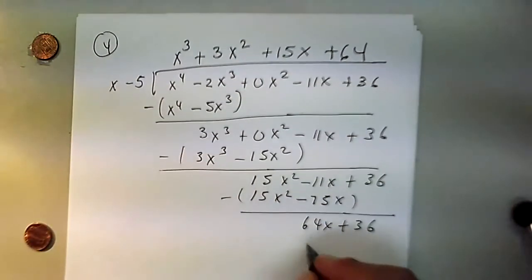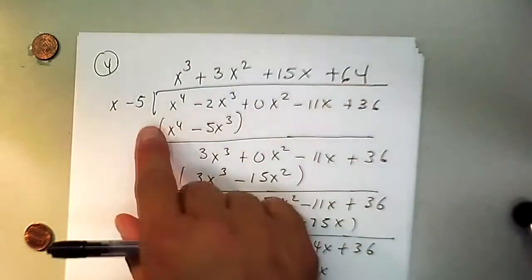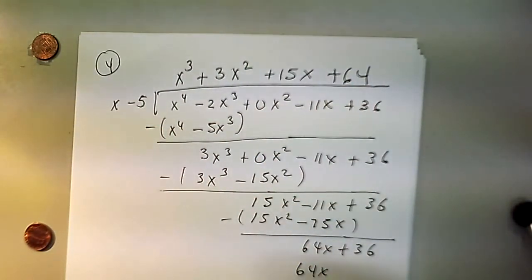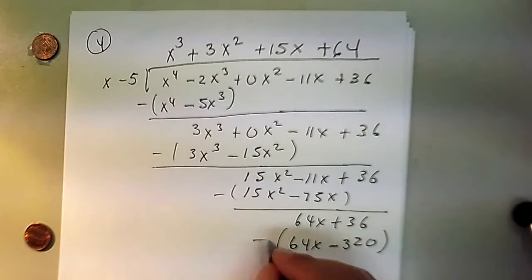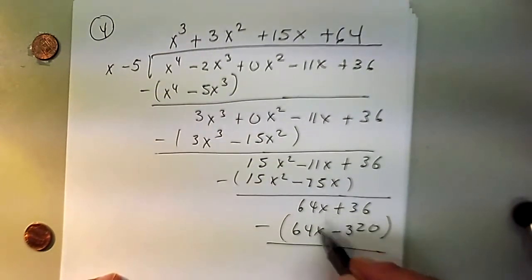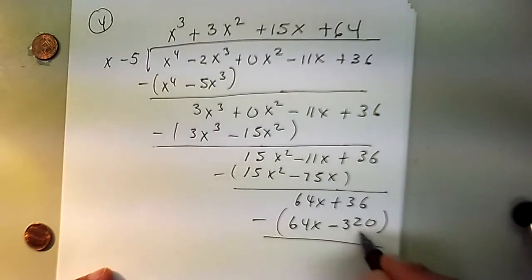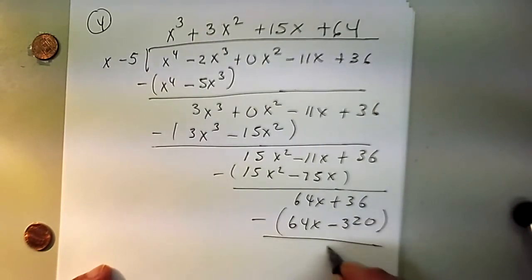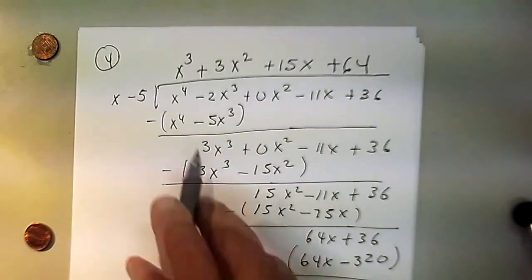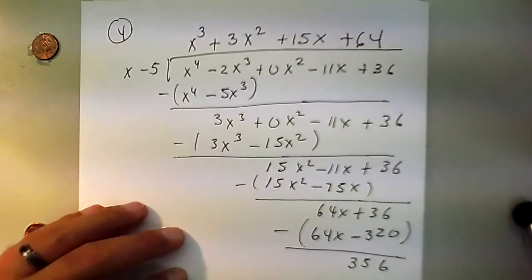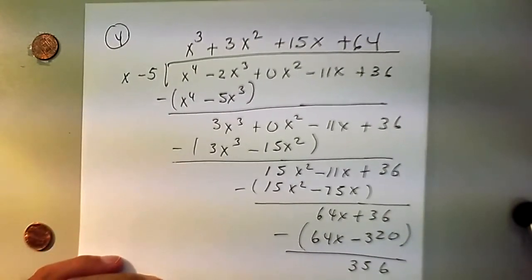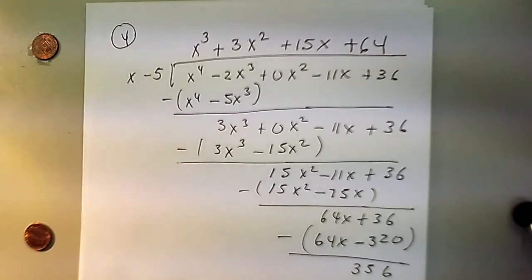Anyway, so now we match that with 64. 64 times x, 64x. 64 times 5 is 320, minus 320, but then we subtract, and that goes away. That is positive 320 plus 36, 356. So that is the remainder. That is the quotient and the remainder. There's a lot of information going on here, and so let's start with a few things.